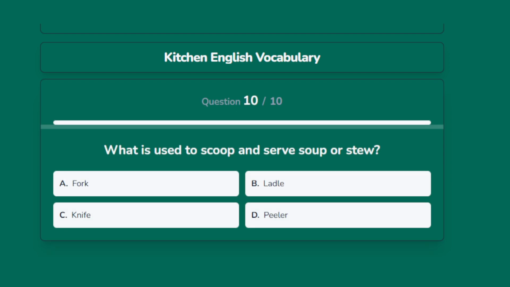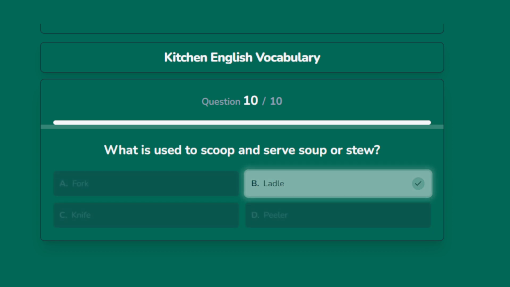What is used to scoop and serve soup or stew? Options are A. Fork, B. Ladle, C. Knife, D. Peeler. The correct answer is ladle.